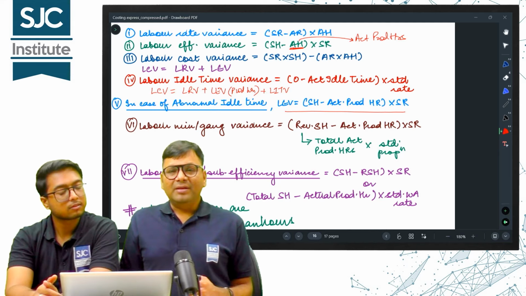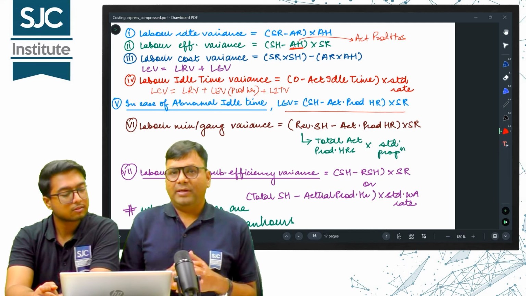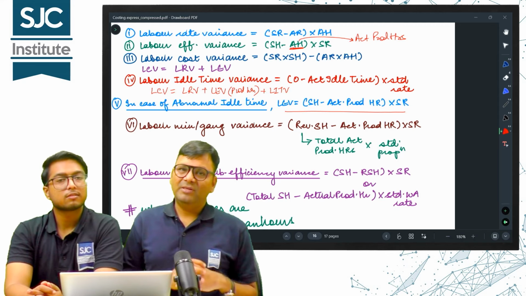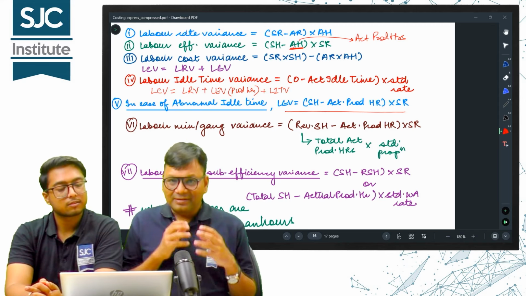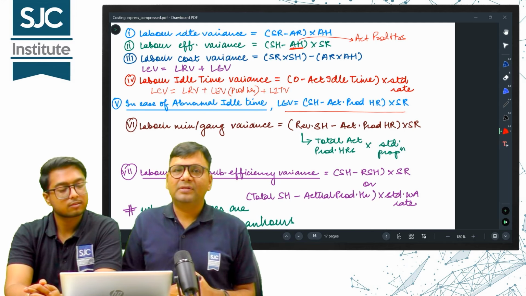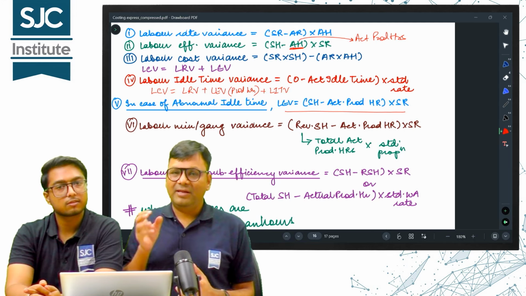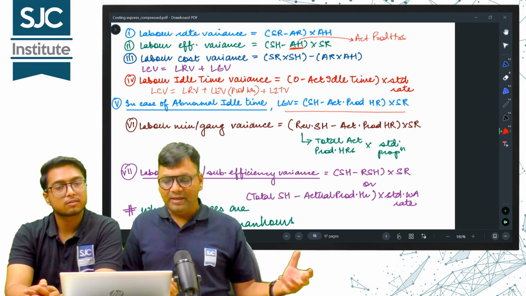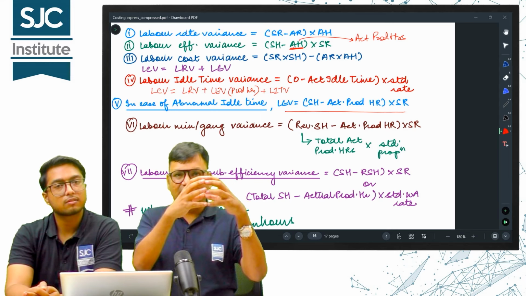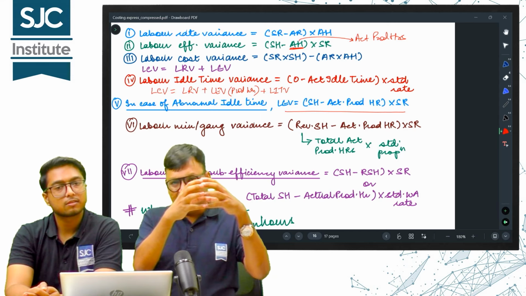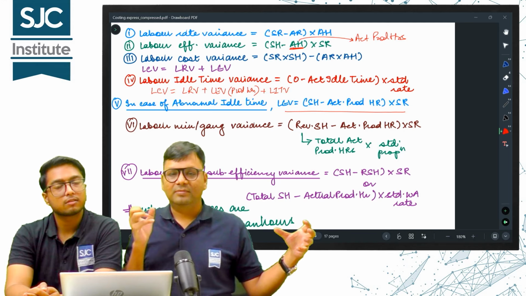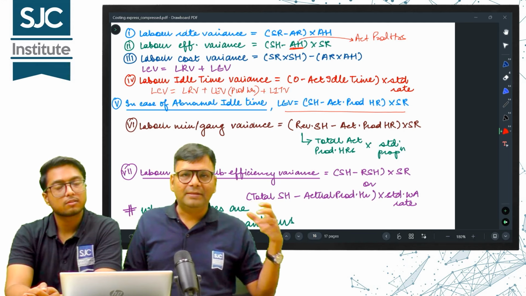And if multiple grades of workers are working together to produce the output, just like multiple materials resulted in material mix and yield, here labor will result in labor mix or labor gang variance and labor yield variance, or labor sub efficiency variance. These are coming from your efficiency variance only. So efficiency variance will have two sub variances, which are mix and yield.